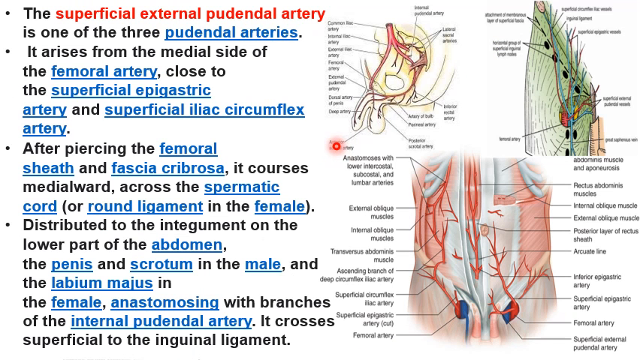Coming to the superficial external pudendal artery. So this is the superficial external pudendal artery. This is the superficial epigastric artery. This is the superficial circumflex iliac artery. We have done these two. The third superficial branch is the superficial external pudendal artery.